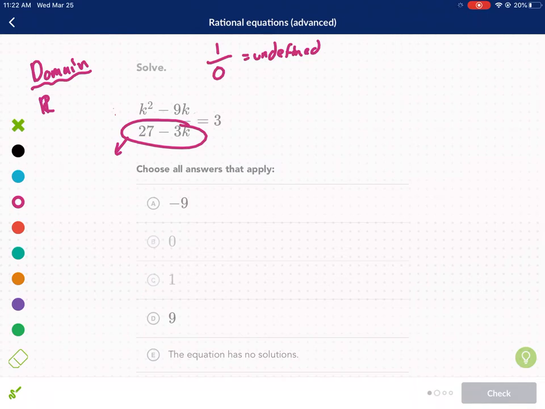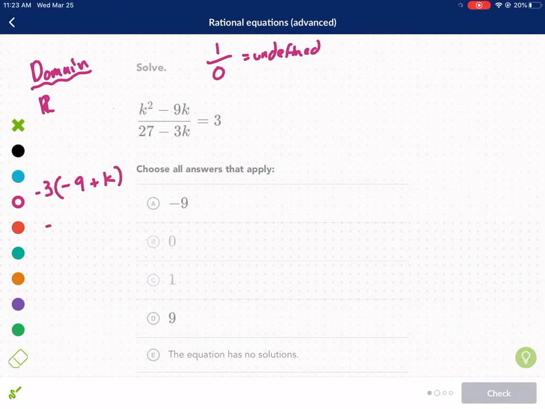To do that, the first thing we need to do is factor the bottom. We see that there's a 3 that goes into 27, a 3 that goes into 3k. So we're going to factor out the 3. Actually, I'm going to factor out a negative 3 just because I like it when the k is positive, and you're going to see how that helps us in a second. Negative 3 times something gives me positive 27. It's going to be negative 9. Negative 3 times something gives me negative 3k. That is going to be positive k.